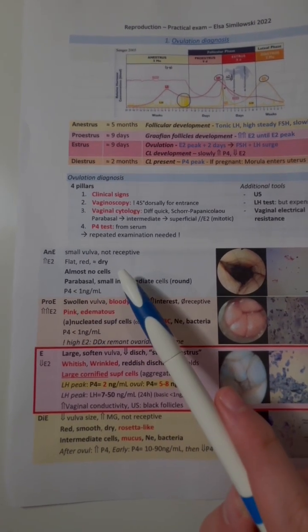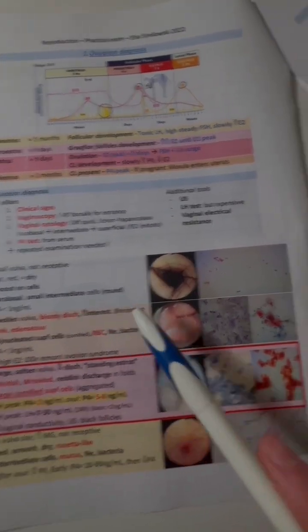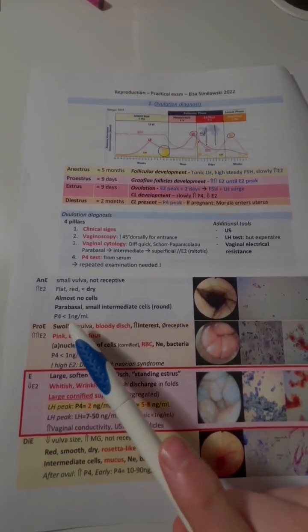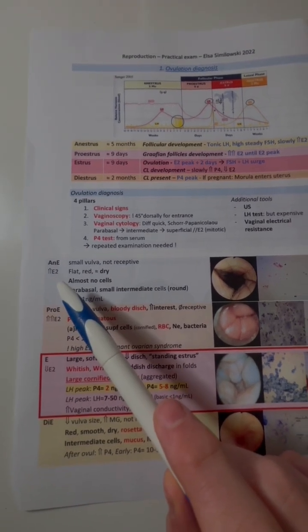There's almost no cells. There are parabasal and small intermediate cells. They're round, as seen here. And the P4 is less than 1 ng/ml. During this time, E2 is increasing.